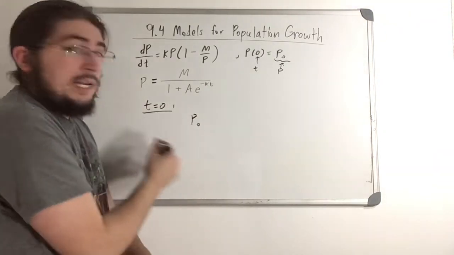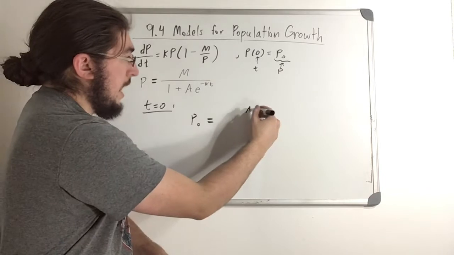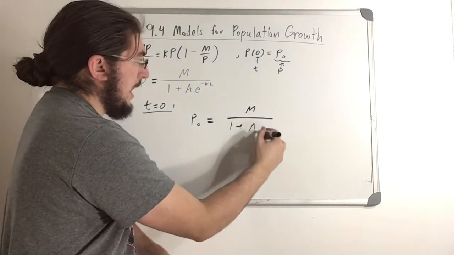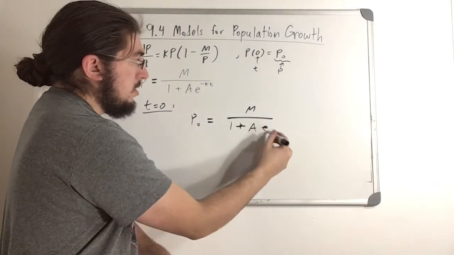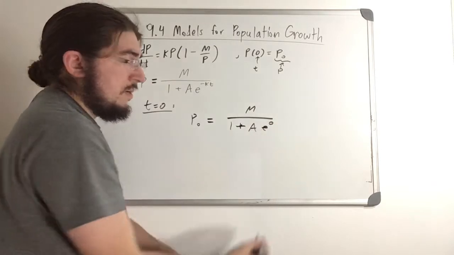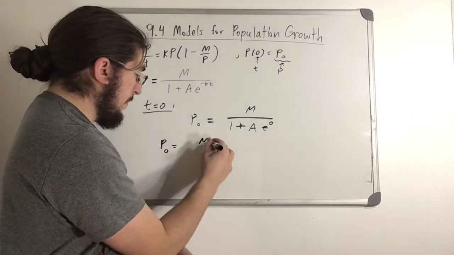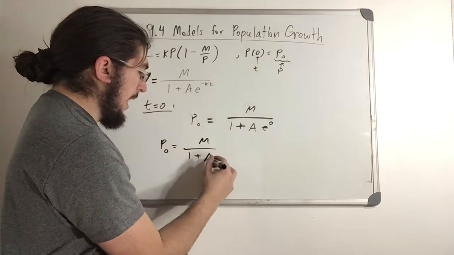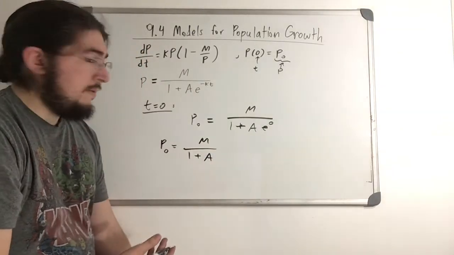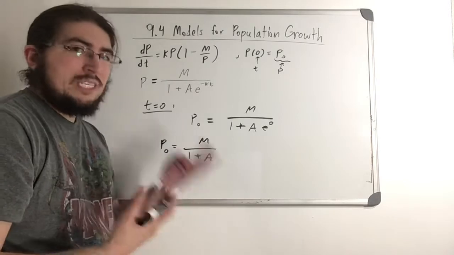P, remember, is P naught when t is 0, equals M over 1 plus A e to the negative k times 0. e to the 0 is 1, so really we get just P naught is equal to M over 1 plus A. So now let's solve for A, and I'm going to do the same tricks I've been doing.